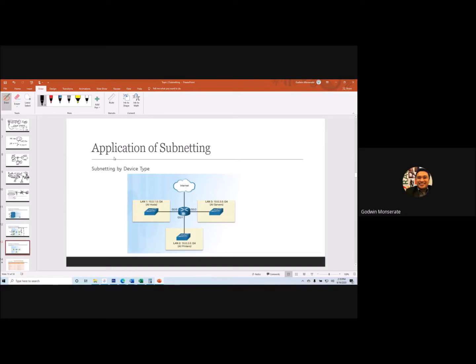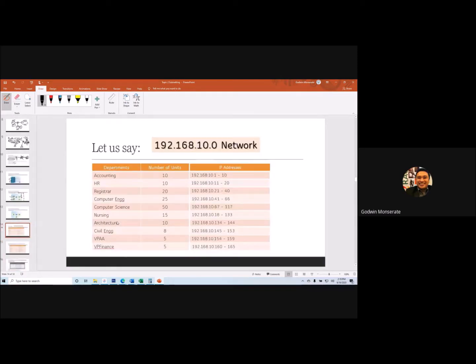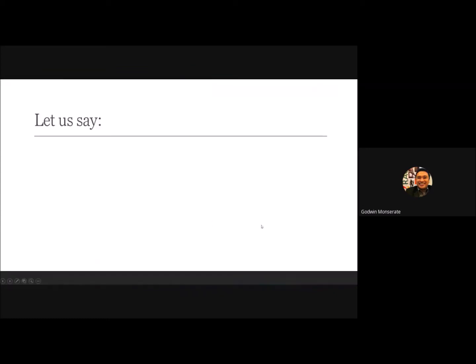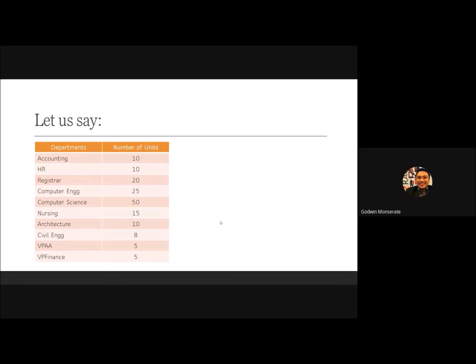So I hope this application of subnetting is very clear to you. Now, let's try this one. Let us say I have ten departments, with different units. Accounting 10, HR 10, registrar, and so on and so forth. BPA 5, Finance 5. So how would you assign IP addresses if you have the 192.168.10.0 network?